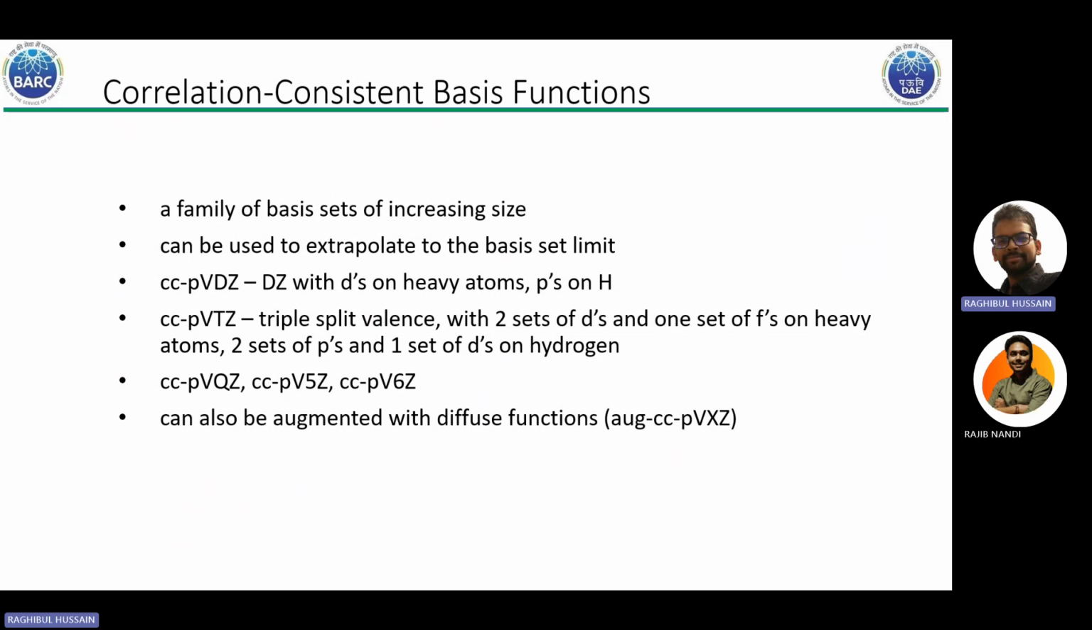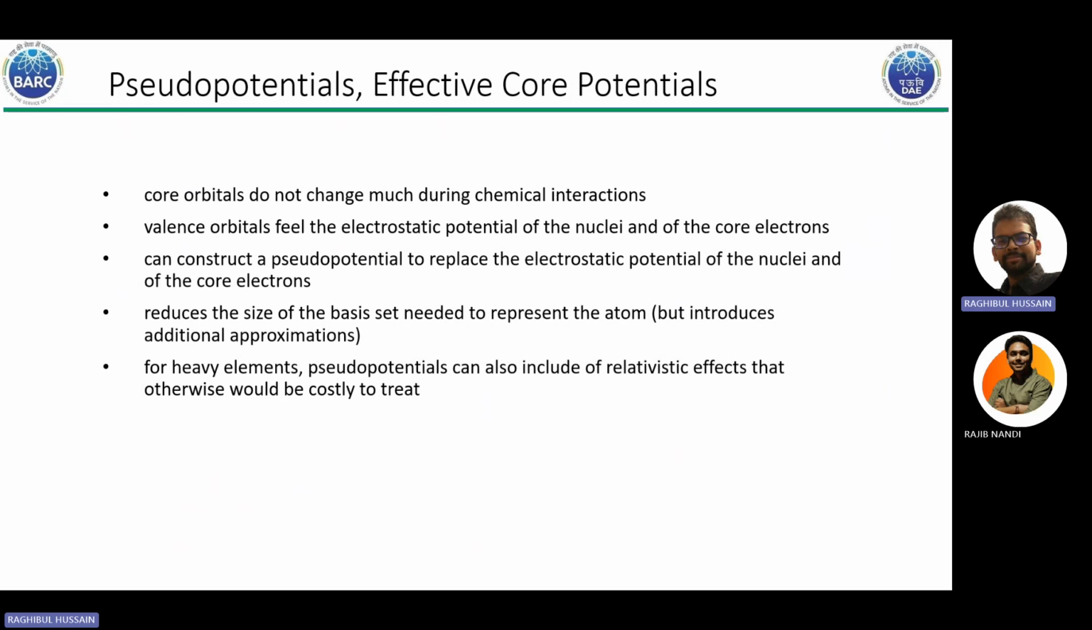Now pseudopotential. I will tell you details for those who are interested in periodic DFT. What is periodic DFT? That also I will discuss tomorrow.